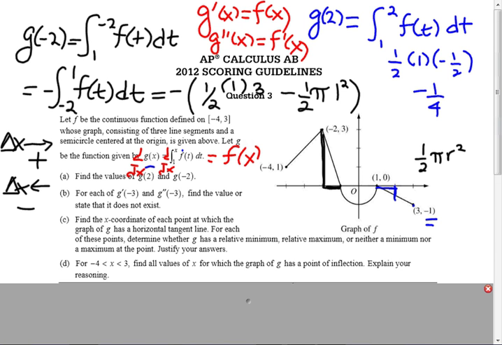I know that. Okay. So what's g prime of -3? Well, it's f of -3. So g prime of -3 equals f of -3.